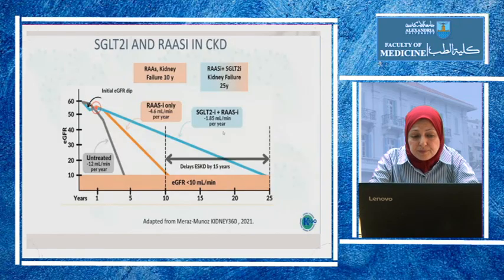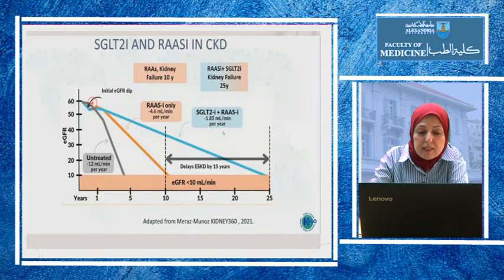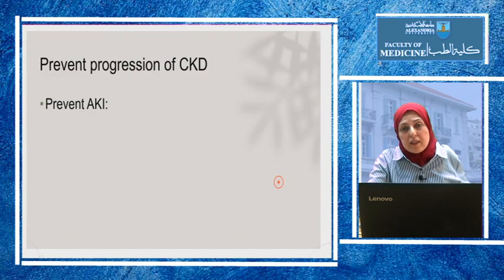With ROS inhibitors, there is a slower decline to about 4.6 milliliter per minute, so that the same patient will end in end-stage renal disease after 10 years, while if we use both ROS inhibitors and SGLT2 inhibitors, this decline drops to 2 milliliter per minute per year, which gives the projection that he will not reach end-stage kidney disease except after 25 years. So it has prolonged significantly the life expectancy of the graft.